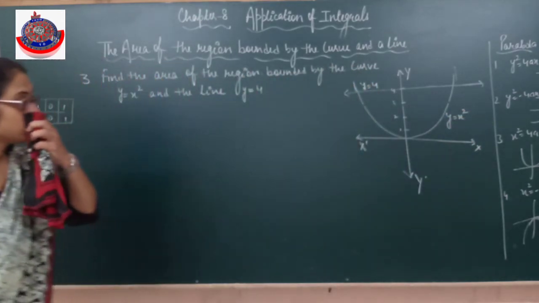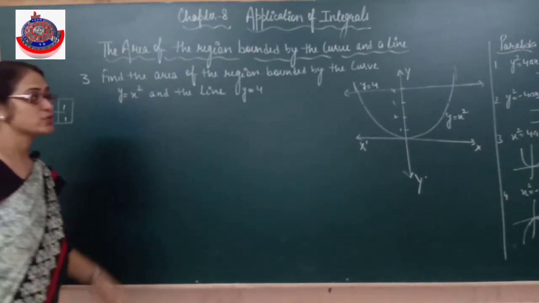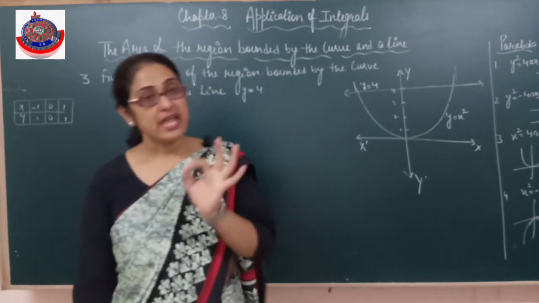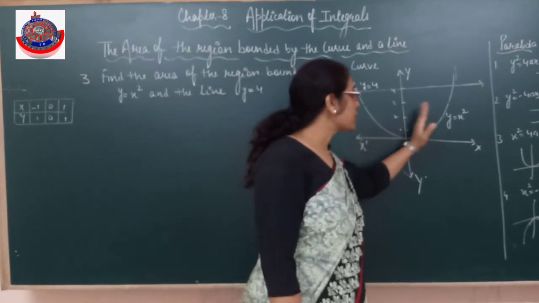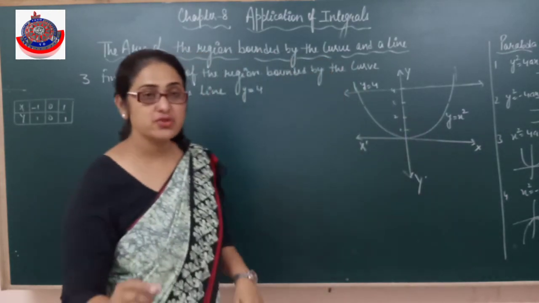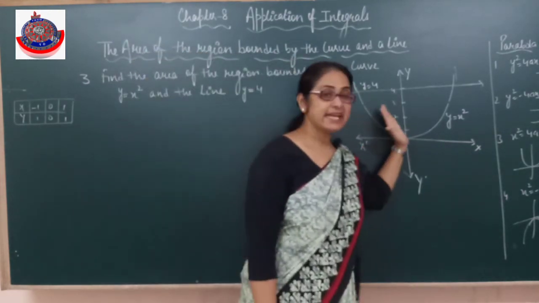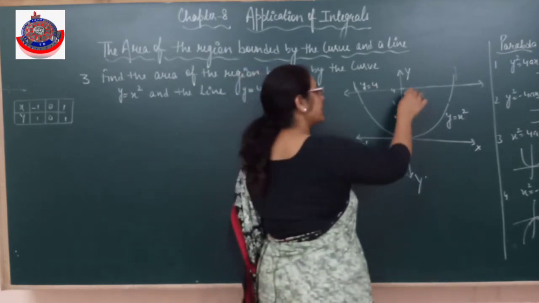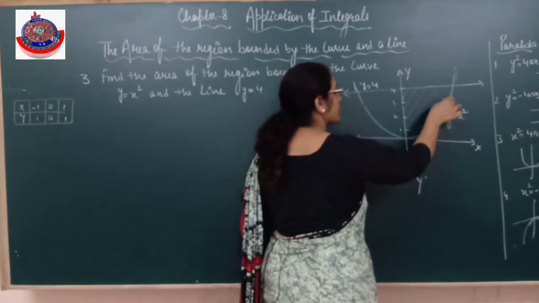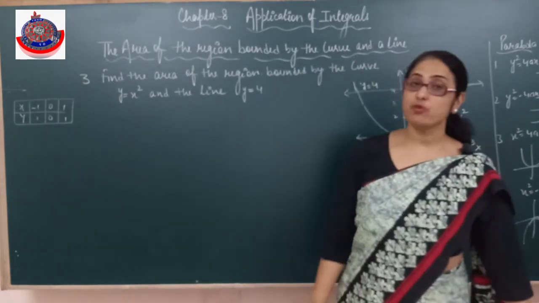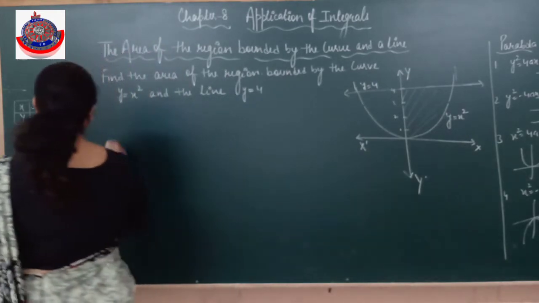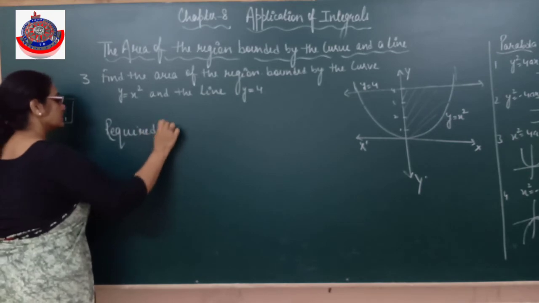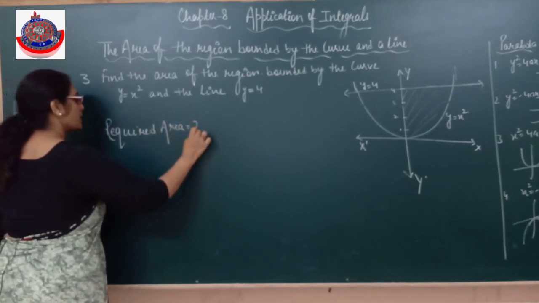Clear? Alright. Now when I look at the curve y equals x square, we know that it has only an even power of x. So that means it will be symmetrical about the y-axis. You remember the points of symmetry? It is symmetrical about the y-axis. That means whatever the area is being covered here, the same area is going to be here. So if I find one area, I multiply by 2, that would be my required area. So my required area is twice.